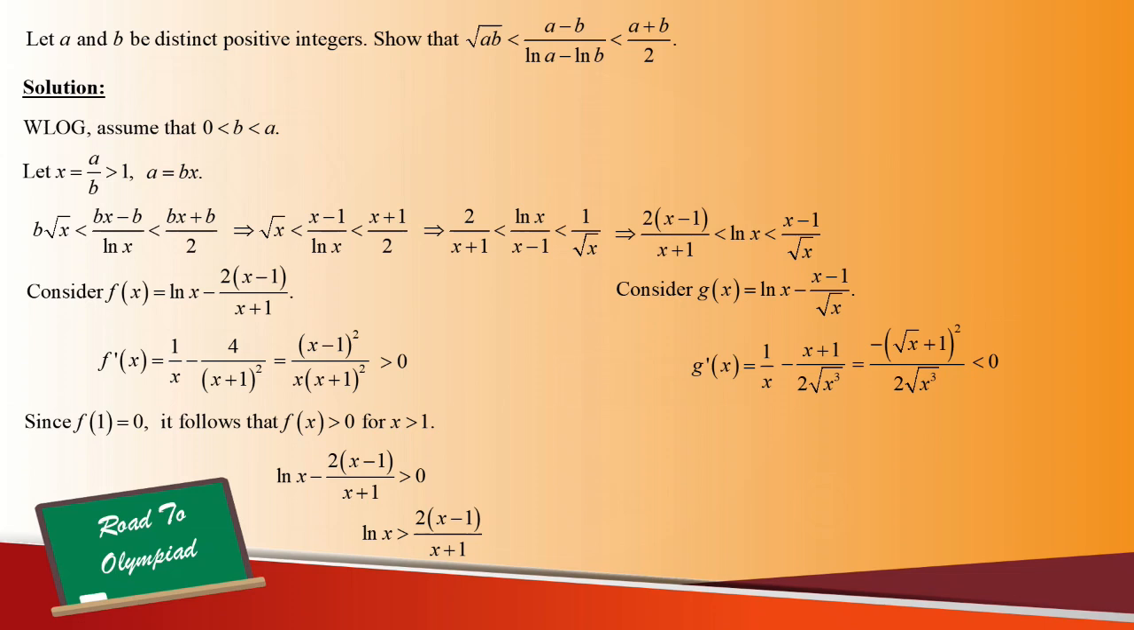The same computation shows that g(1) is equal to 0, and thus for a decreasing function, we know that g(x) must be negative for all x greater than 1. So we have ln x minus (x minus 1) over square root of x is less than 0 for all x greater than 1, which implies ln x is less than (x minus 1) over square root of x, which proves the second part of the inequality and thus completes the proof for the entire inequalities.